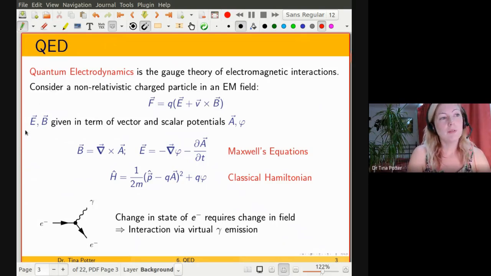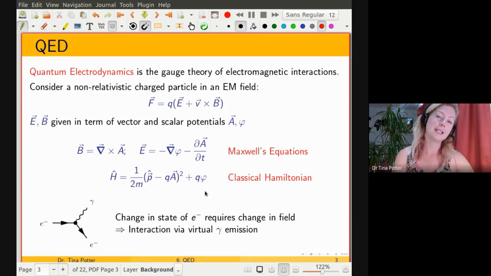Right, so if you remember Maxwell's equations, electric and magnetic fields are actually described in terms of vector and scalar potentials, A and phi, which hopefully you're familiar with. And here are your Maxwell's equations. And they can be put into a classical Hamiltonian to describe the electromagnetic interactions.